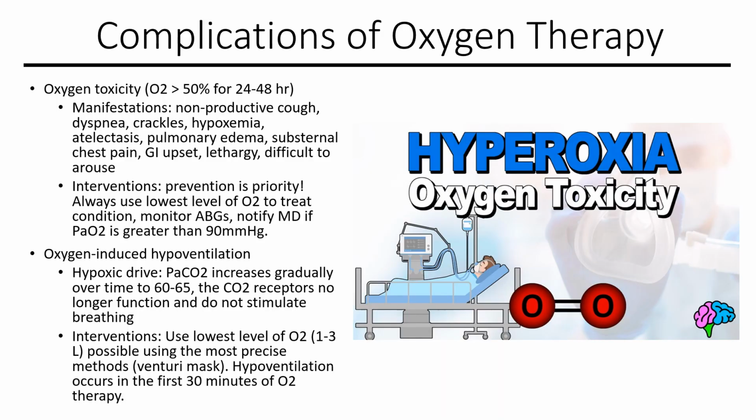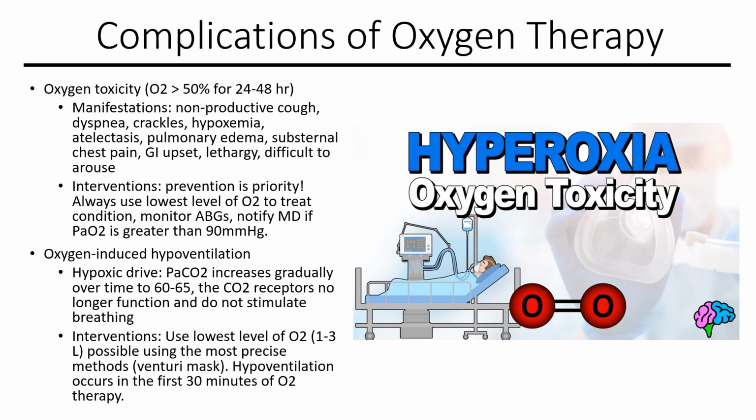So oxygen therapy doesn't come without complications, especially for our COPD patients. Our COPD patients are put at risk for oxygen toxicity. So if you have a COPD patient and they're satting 85%, and you put a non-rebreather on them at 15 liters per minute, you're putting them at very high risk for this oxygen toxicity.